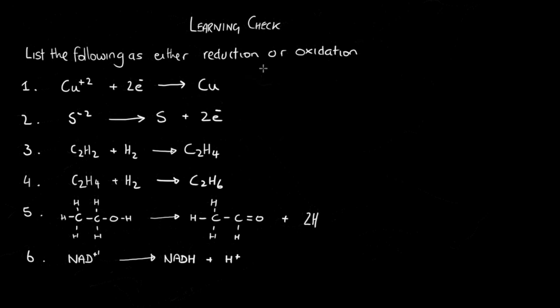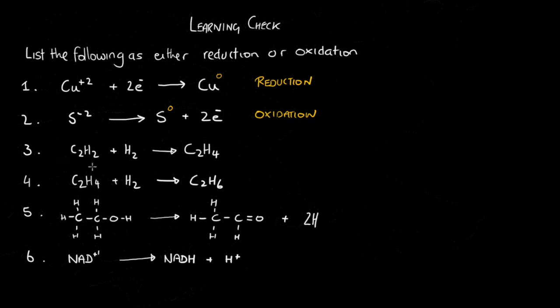Alright, with question number 1, we can clearly see that copper starts off with a +2 oxidation state and goes down to 0. It's achieved this by gaining electrons, so clearly this is an example of reduction. That is to say that copper has been reduced. Sulfur, on the other hand, starts off as -2 and goes up to a neutral value of 0. It's achieved this by losing 2 electrons. So it's lost 2 negative charges, gone up to 0. So this is known as oxidation.